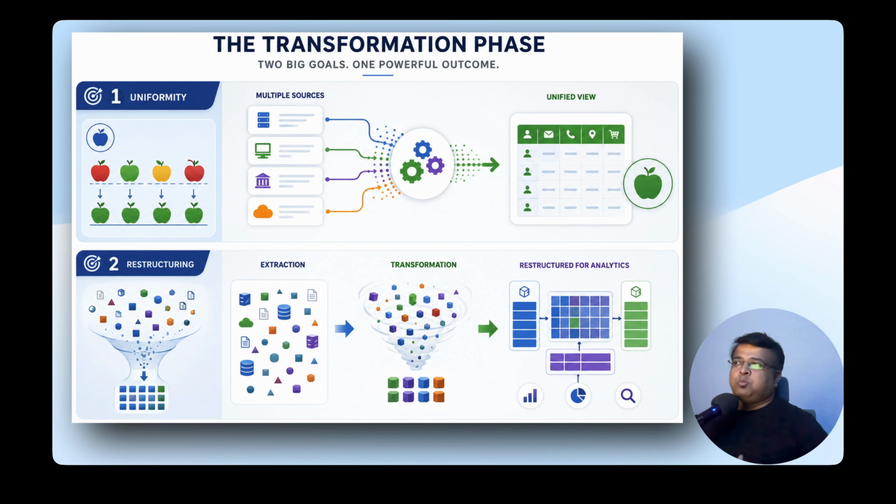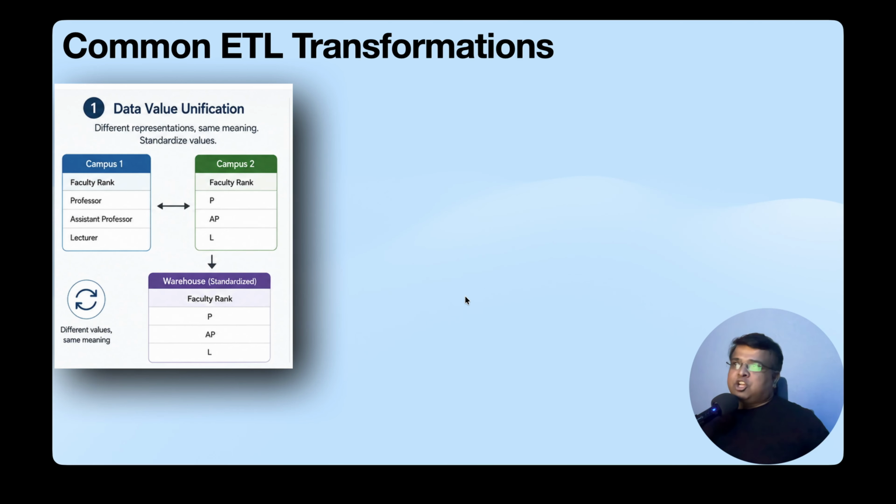You can almost picture it like this. Extraction pulls the data, transformation throws everything up in the air and then reorganizes it neatly into a highly engineered, structured, optimized form for analytics and other purposes. Now there are several common transformation techniques used in ETL. I'll focus on a few major ones.